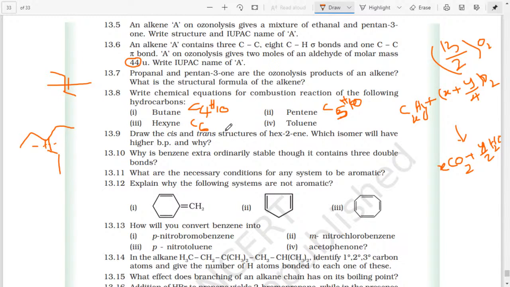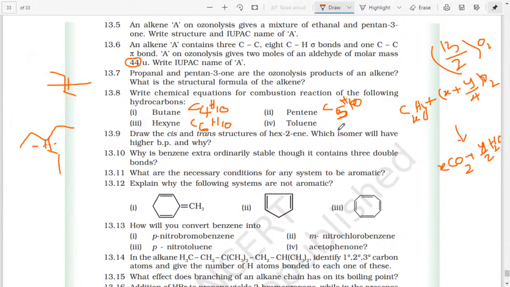Next, hexane, this is alkyne, it is going to be C6H2n minus 2. So 12 minus 2, H10, C6H10 you are going to get. Here what is the formula? 24 plus 34 by 4 means 17 by 2, right?